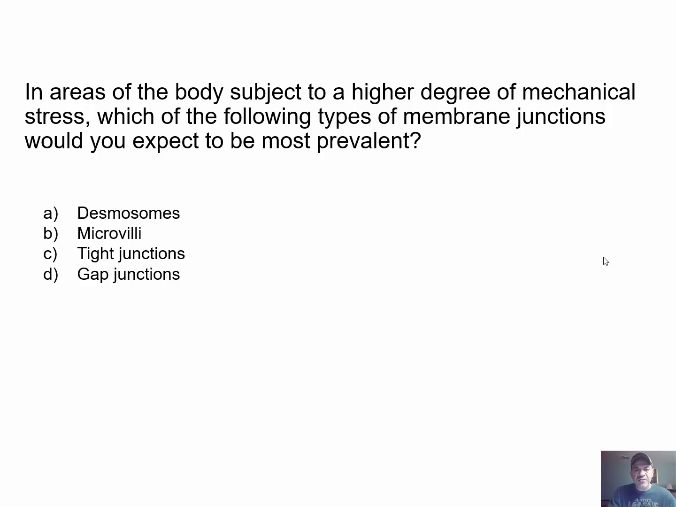Next practice question. In areas of the body subject to a high degree of mechanical stress, which of the following types of membrane junctions would you expect to be most prevalent? Is it A, desmosomes, B, microvilli, C, tight junctions, or D, gap junctions?